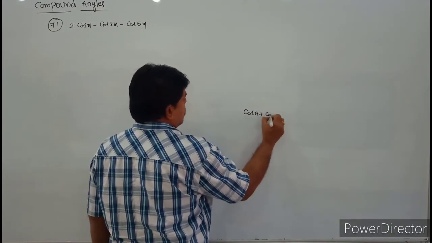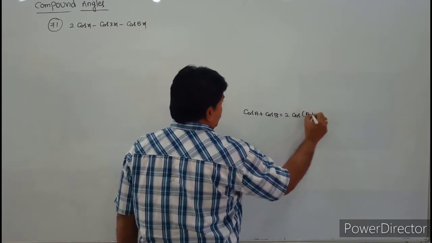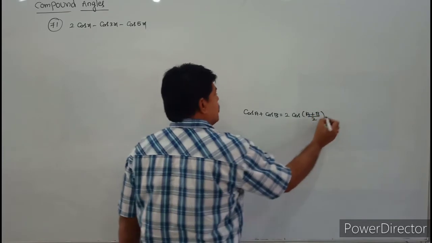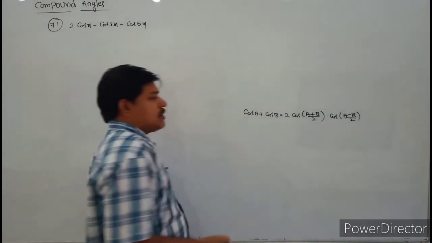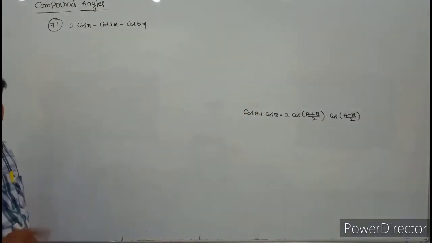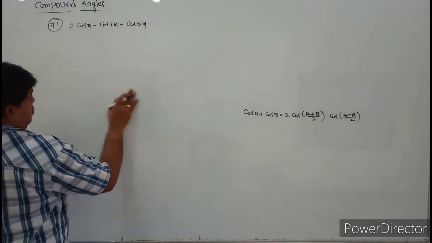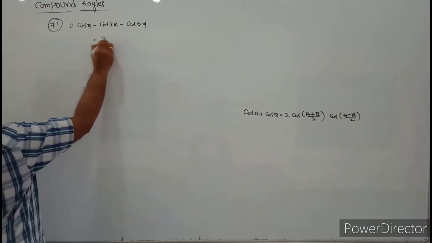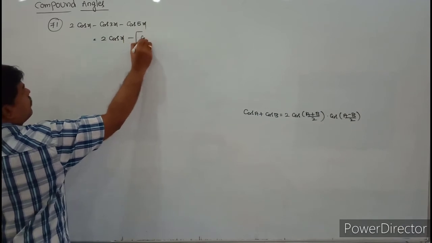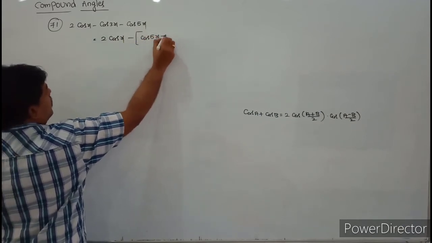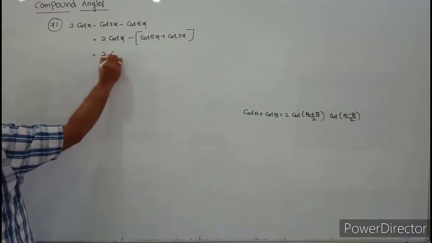What are the formulas? Cos a plus cos b. Cos a plus cos b formula is 2 into cos of (a plus b) by 2 into cos of (a minus b) by 2. What is the formula students? Cos a plus cos b is 2 cos (a plus b) by 2 cos (a minus b) by 2. So here we are going to take 2 cos x. I will take the minus here. So what will it become? Cos 5x plus cos 3x.